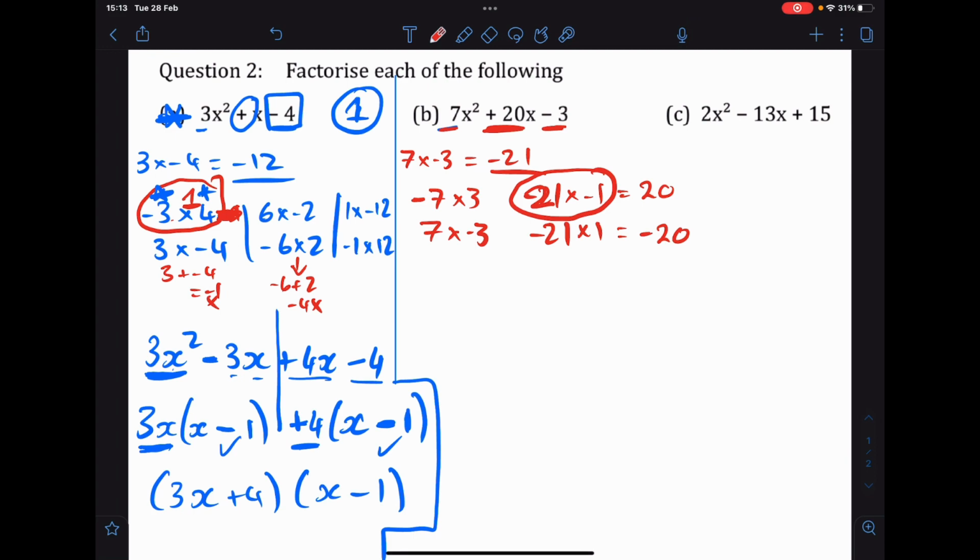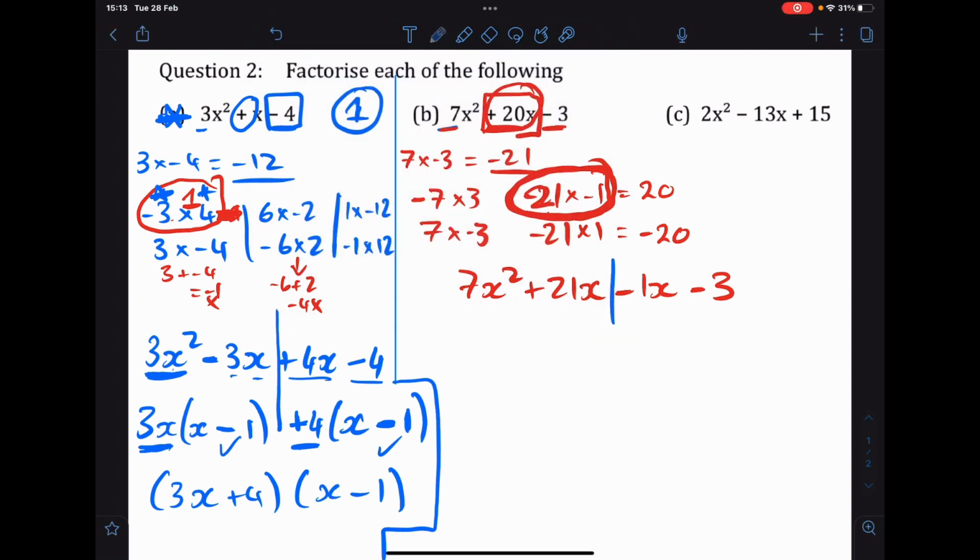So now, again, I'm going to replace this 20x with 21x minus x. So write the whole thing again. 7x squared plus 21x minus 1x minus 3. So as you can see, this 20x I've replaced with 21x minus 1x. Okay, so next step, I split up the shape.